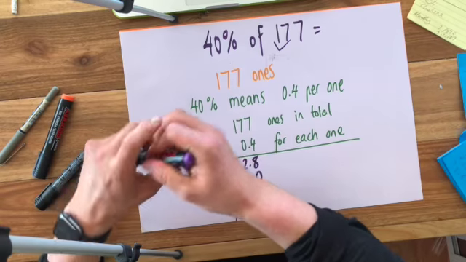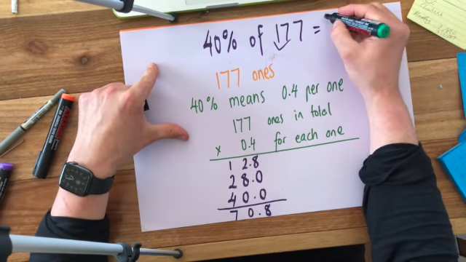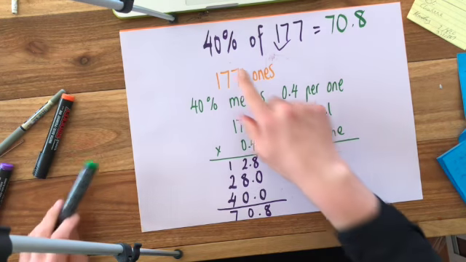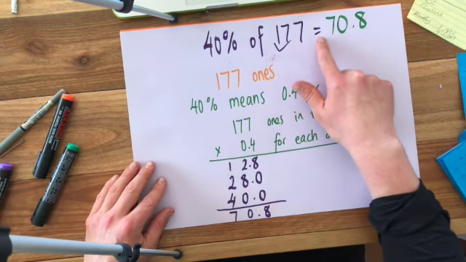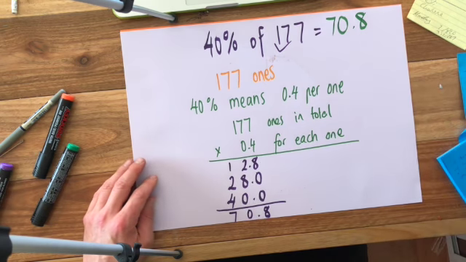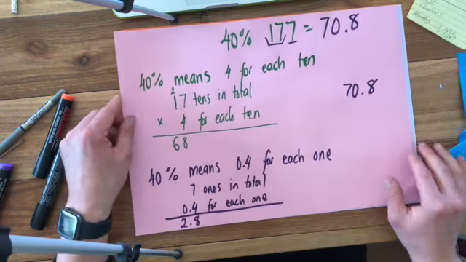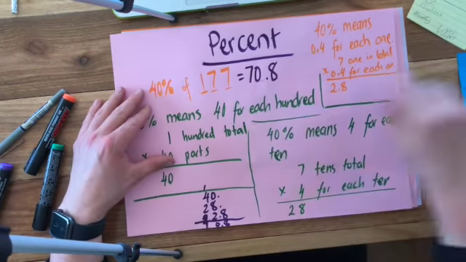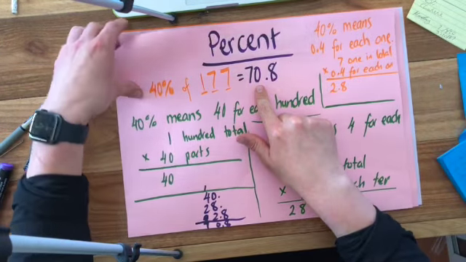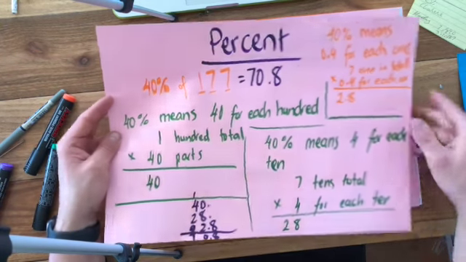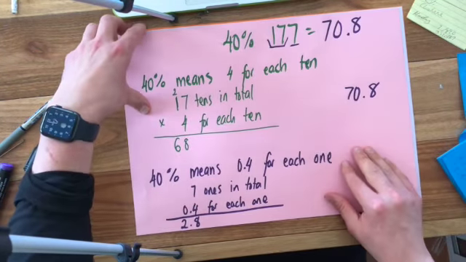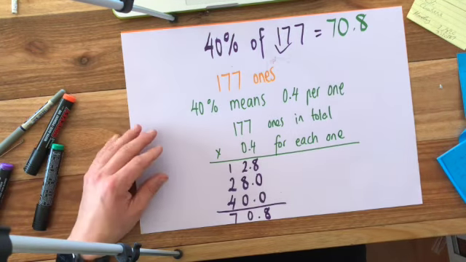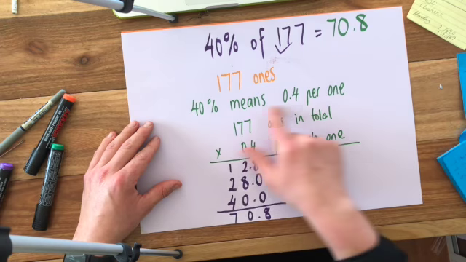So our answer is 70 and 8 tenths. So 40% of 177 equals 70 and 8 tenths. Let's have a quick look back. Same answer. But can you notice the difference with the amount of working out I had to do each time? Much, much less this time.